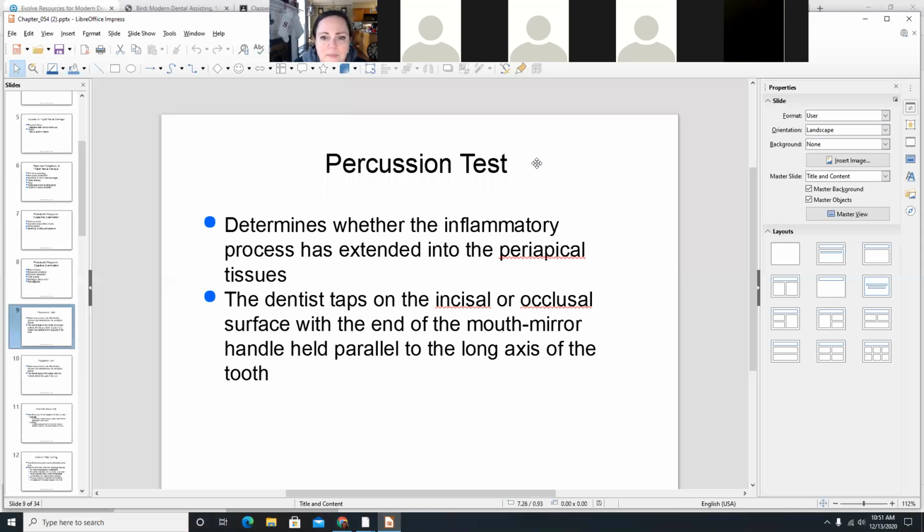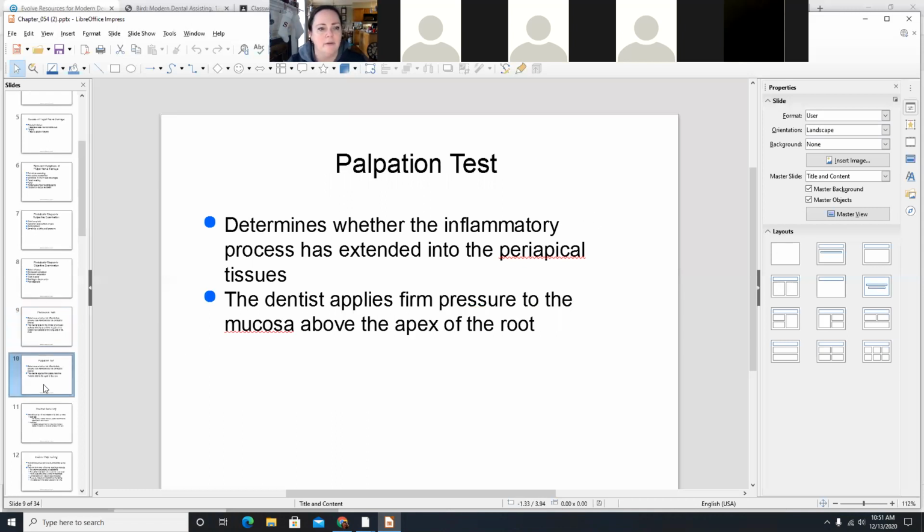again, what is percussion? Tapping. Literally tapping. Okay. So this determines whether the inflammatory process has extended into the periapical tissues. The dentist taps on the incisal or occlusal surface with the end of a mouth mirror held parallel to the long axis of the tooth. And if it hurts, that could be a sign that they need a root canal.